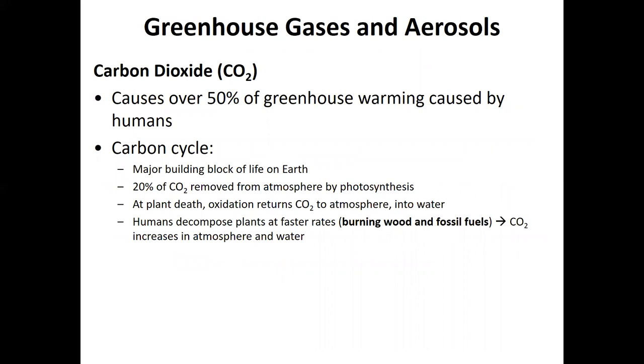So looking at greenhouse gases and aerosols in particular, carbon dioxide causes over 50% of greenhouse warming caused by humans. We saw it was actually 60%. Carbon dioxide is part of the carbon cycle, which is a major building block of life on Earth. 20% of CO2 removed from the atmosphere is removed by photosynthesis. So at a plant's death, oxidation, which occurs whenever microbes eat it or we burn it, returns the CO2 to the atmosphere. And humans decompose plants at faster rates by burning wood and fossil fuels. And so CO2 increases in the atmosphere and in the water as it dissolves into the water.